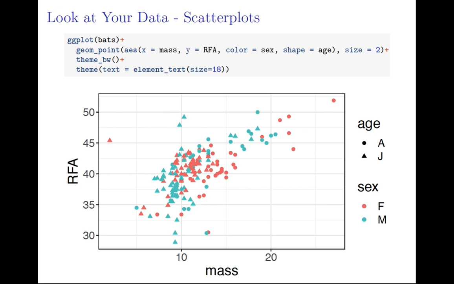And there's so many ways you can modify these. So here you can have the color of your points refer to the sex of the bats, but then the shape could be the age. So remember we had adults and juveniles. So here adults are circles and juveniles are triangles, and then any of the pink dots are females and any of the blue dots are males. So here you can see, you can just make it more and more intricate.